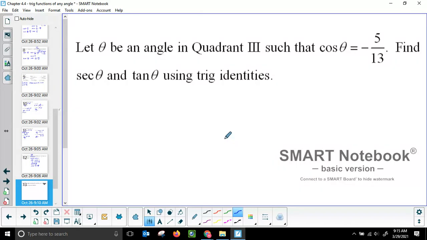All right, so let theta be an angle in quadrant 3 such that cosine of theta is equal to negative 5/13. Find secant of theta and tangent of theta using trig identities. Secant is very easy, but you'll have to find something else in order. Well, actually, no, you wouldn't.